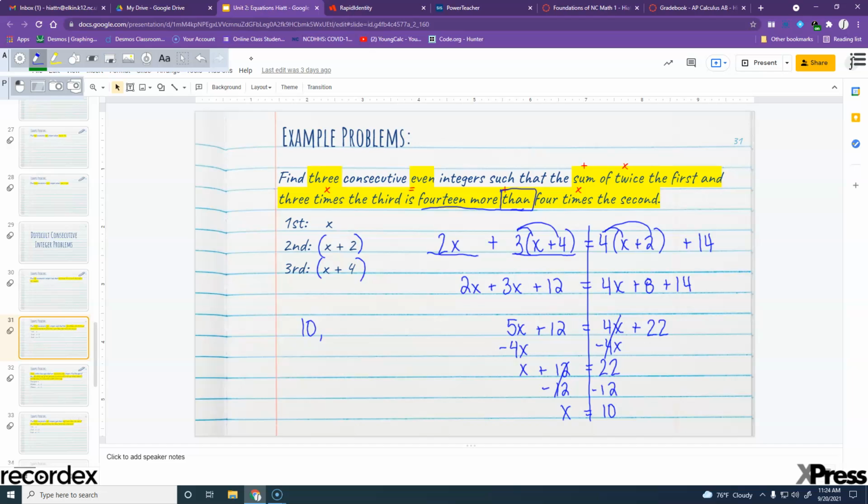What's the second number? 11. Careful, consecutive even integers. So it should be 12 and then 14. We got to skip a number since it said even. It's really easy to mess that up there at the end.